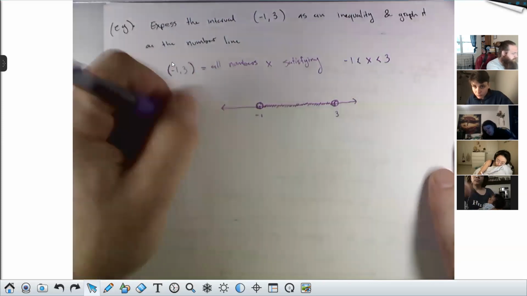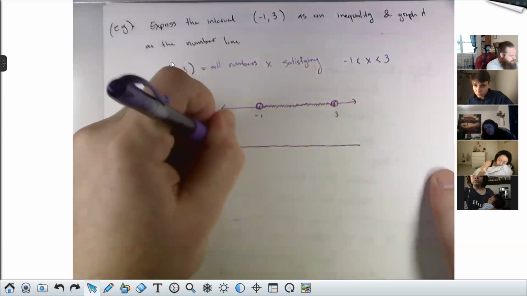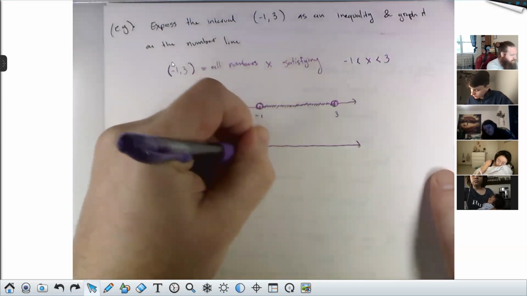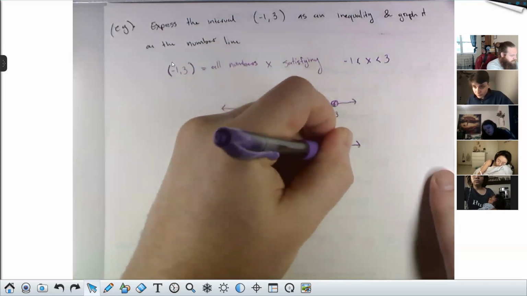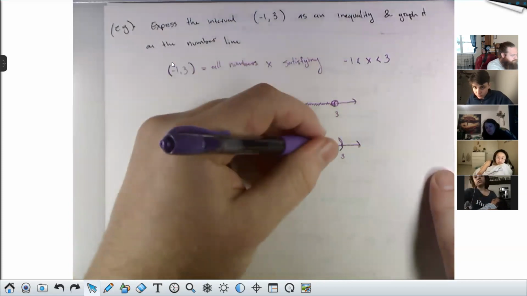The other notation is to use a parentheses like this.